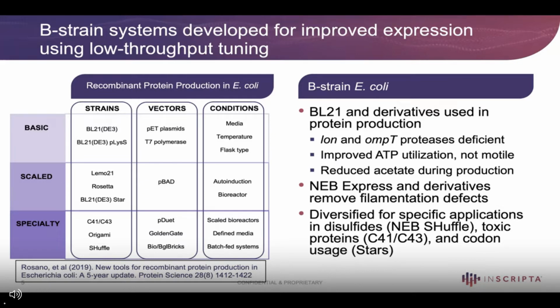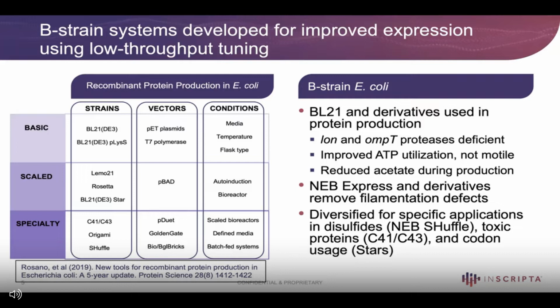These are special. I call them specialty strains, and they're fantastic in their own right. What I think of for specialty strains is, if there's a toxic protein in particular, then you might go for C41s. If you want disulfide bonds, you might reach for the Origami strain or the SHuffle strain. There are elaborate vector-building capacities with Golden Gate cloning or BioBrick or BglBrick cloning. And then, of course, your conditions can get more elaborate too, with scaling up to bioreactors of thousands of liters with defined media and a fed-batch system.